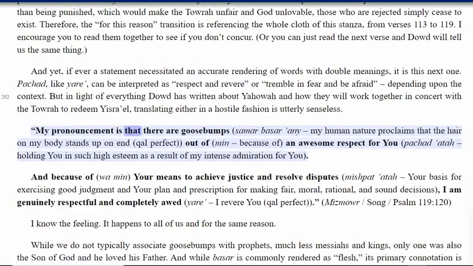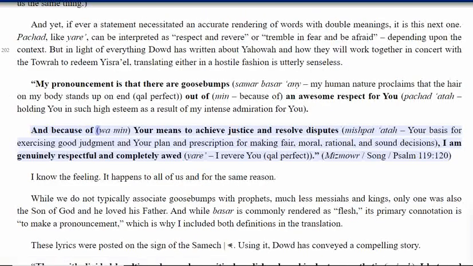My pronouncement is that there are goosebumps, Samech any; my human nature proclaims that the hair on my body stands up on end, Kal perfect, out of, min, because of an awesome respect for you, Pochod otter, holding you in such high esteem as a result of my intense admiration for you, and because of, min, your means to achieve justice and resolve disputes, Mishpat otter, your basis for exercising good judgment and your plan and prescription for making fair, moral, rational, and sound decisions. I am genuinely respectful and completely awed, I revere you, Kal perfect.